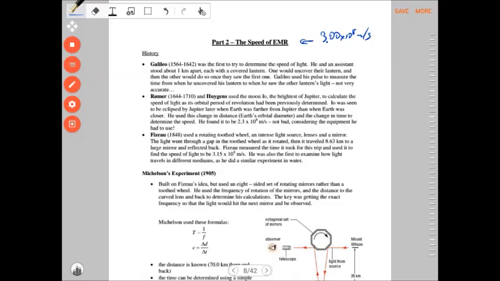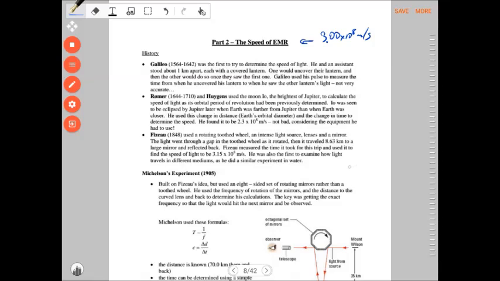In around the mid-1600s, Roemer and Huygens used the moon of Io, the brightest moon of Jupiter, to calculate the speed of light as its orbital period of revolution had been previously determined. Io was seen to be eclipsed by Jupiter later when Earth was further away from Jupiter than when Earth was closer. He used this change in distance, basically Earth's orbital diameter, and the change in time to determine the speed. Let me just draw this because I know lots of you are already like, what?